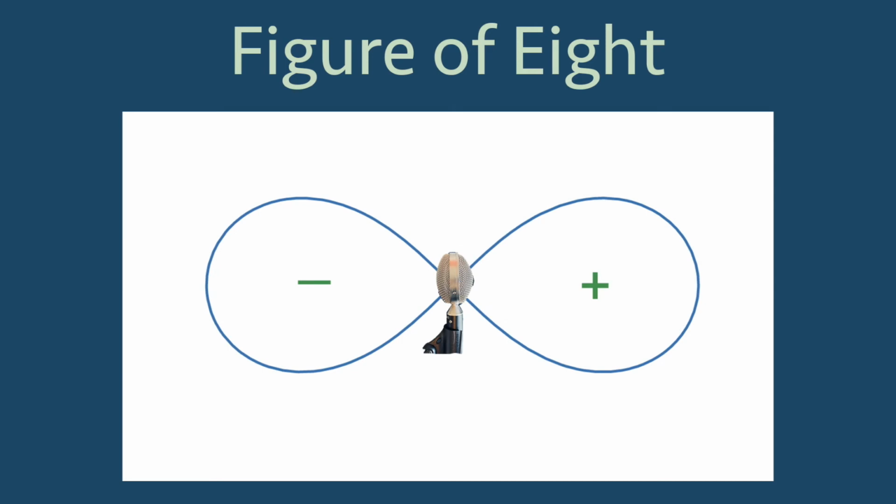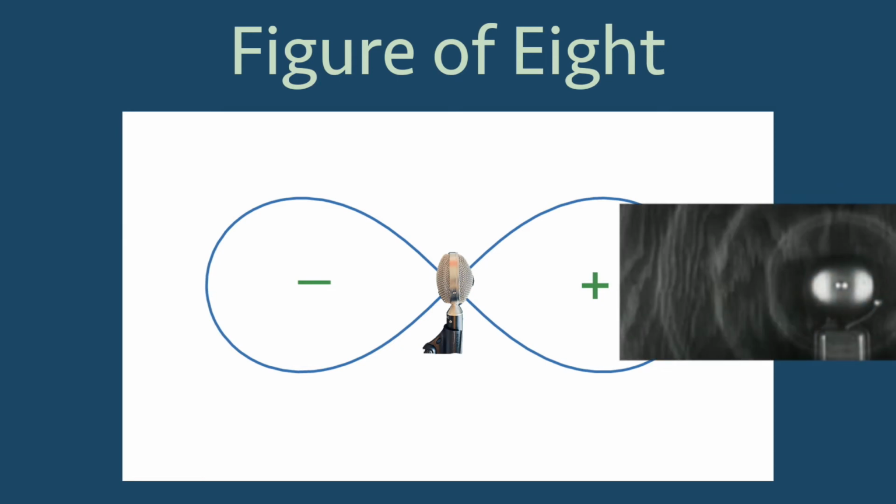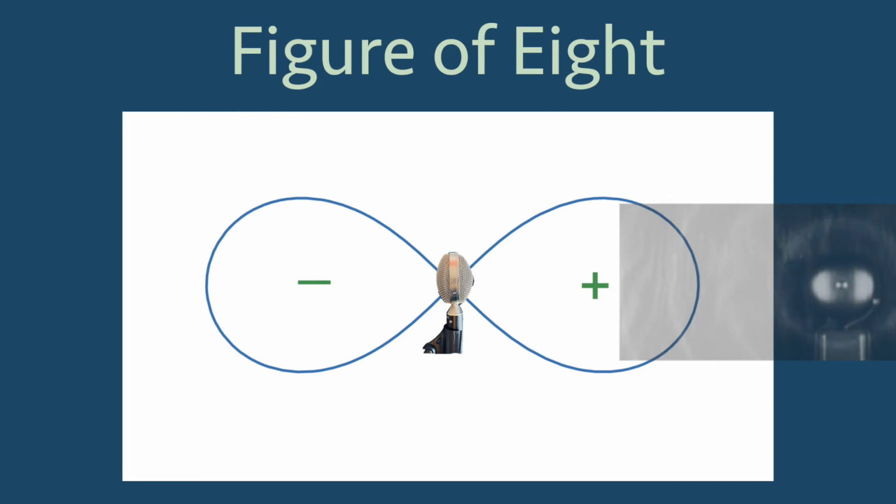Another unique quality of the figure of 8 microphone is that one side will always pick up the inverted or negated electrical signal from the other side. This is easy to understand by considering one particular kind of figure of 8 microphone, the ribbon microphone. As sound travels from one side to the ribbon, the changes in air pressure move the ribbon back and forth. Relative to the direction the sound waves are traveling, one direction is positive and the other is negative.